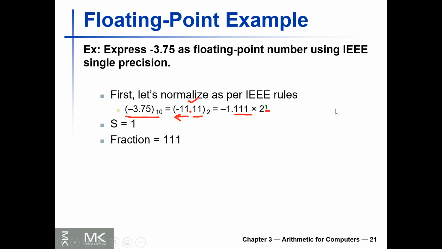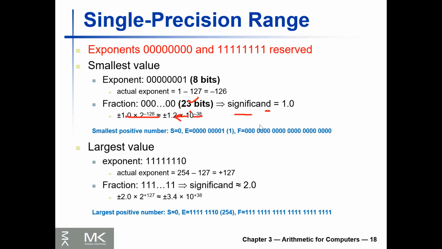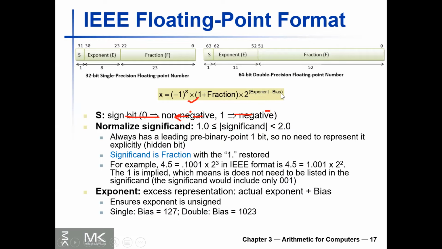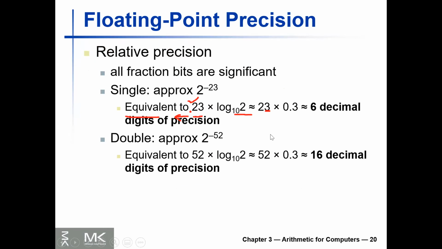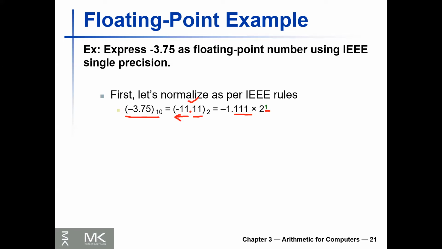Next, what do we have next? Fraction. Fraction part. As I said, the fraction is going to be 111. Then what is the exponent, girls? For the exponent, we need to find it this way. The formula: exponent is equal to 1 plus bias. If you go back and check the rule, what is it? Exponent minus bias. So this is the way.